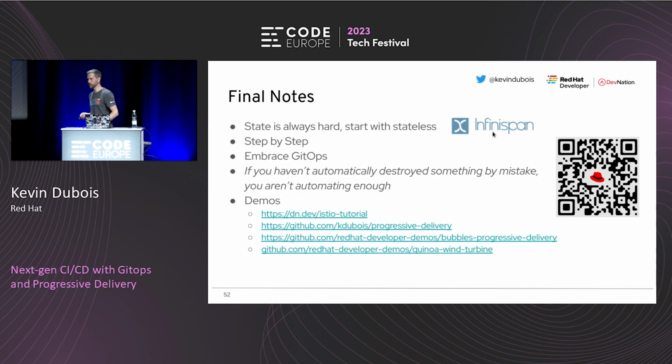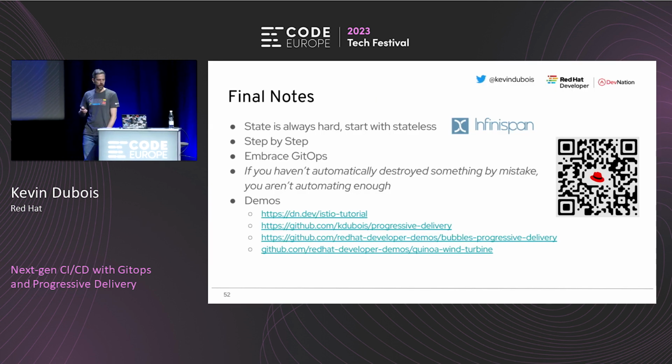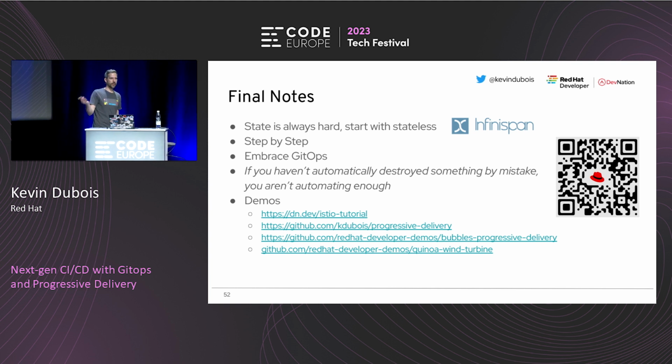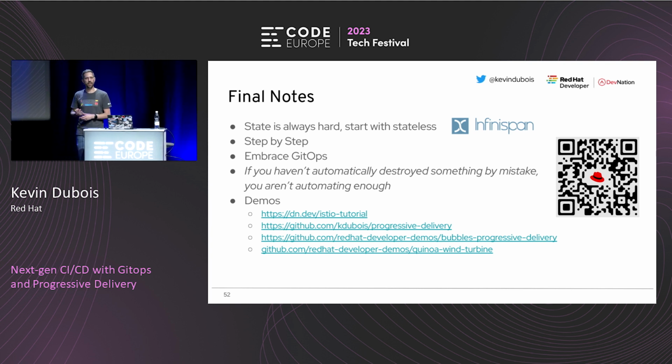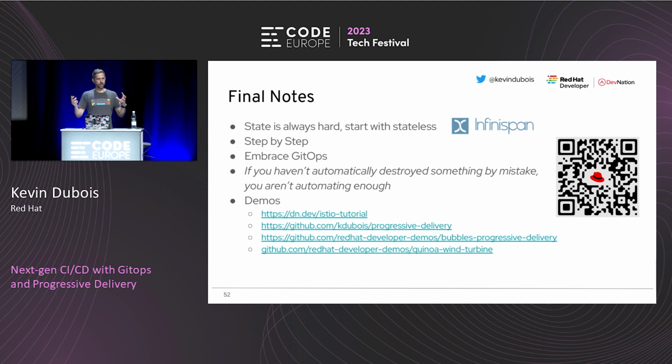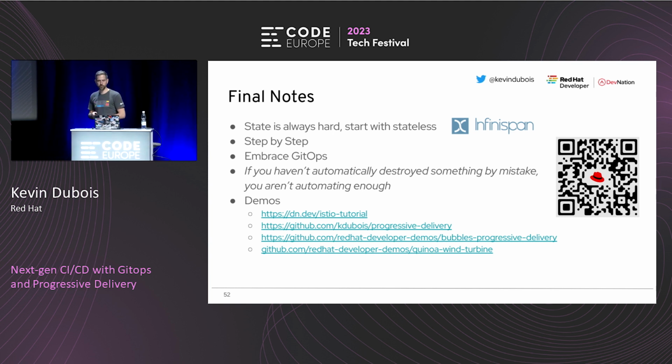So some final notes since we're at the end of our time here. So like I said before, this is relatively easy to do when you have stateless applications. When you have stateful applications, of course, you need to think a little bit more about how that is going to affect my data if I have traffic mirroring or if I'm rolling out between different versions and everything. So think about that. Do it step by step.